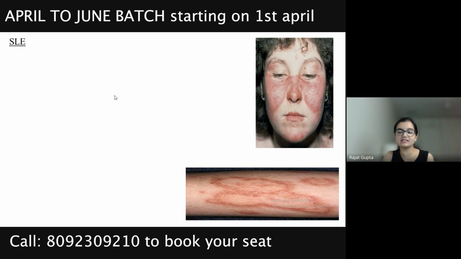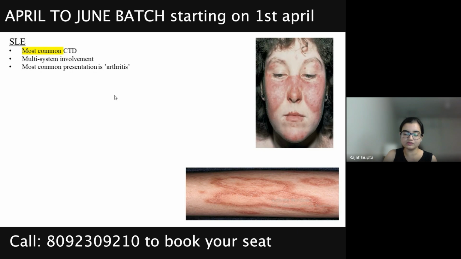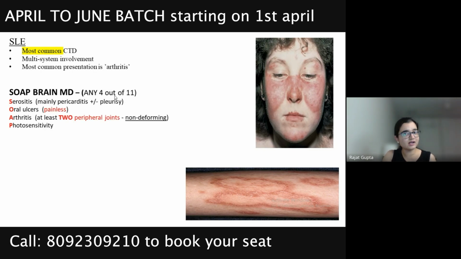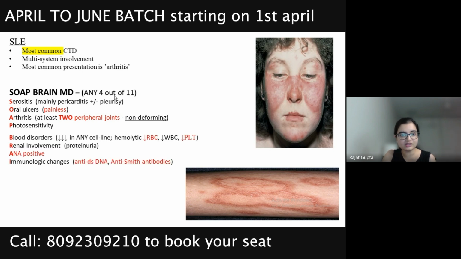So the first one is SLE. Systemic lupus erythematosus is the most common type of connective tissue disorder. It involves multiple organs, but the most common presentation, or the most common symptom that the patient will come in with, will be arthritis. Okay, now because it involves multiple organs and there can be a lot of symptoms and signs that one can imagine, there is this mnemonic, which is sometimes helpful. Okay, so that's SOAP Brain MD.